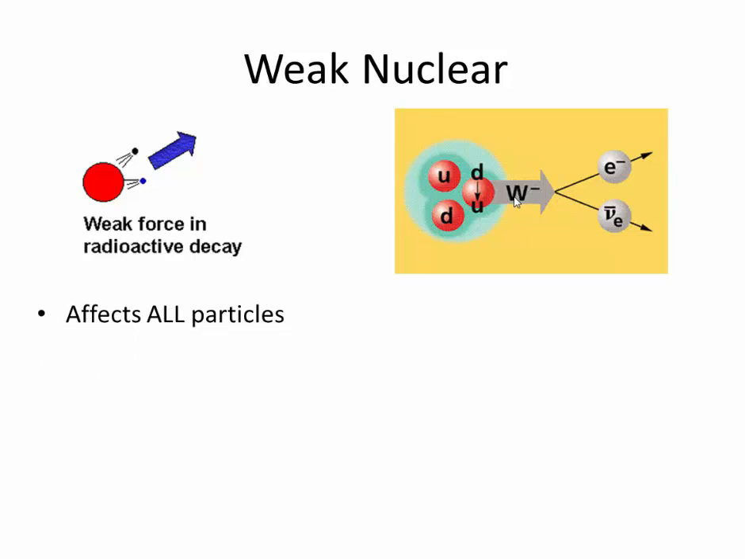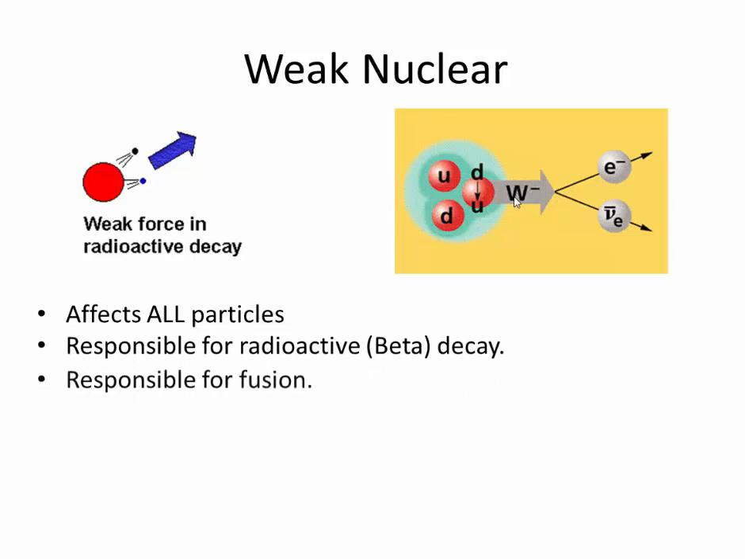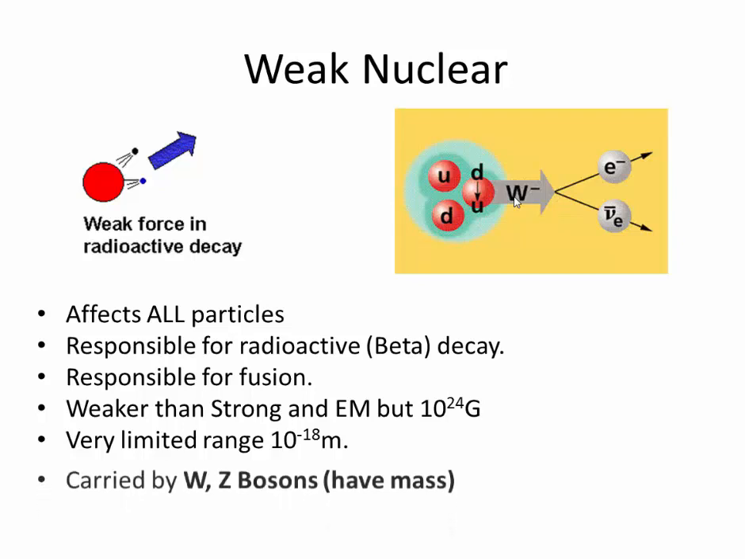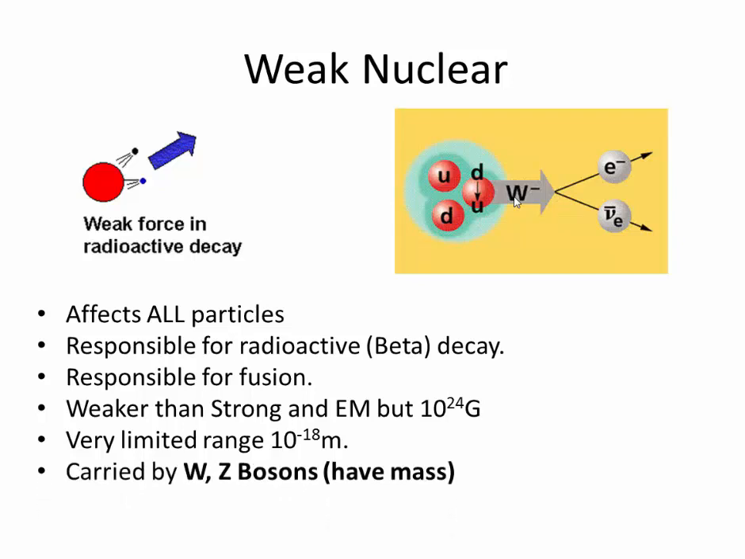The weak nuclear force affects all particles and is responsible for radioactive, or rather, beta decay. It's also responsible for nuclear fusion. It's weaker than the strong force and the electromagnetic force, but it's still 10^24 times as strong as gravity. It has a very limited range, around 10^-18 meters, and it's carried by W and Z bosons, which have mass. That's why it has a limited range.